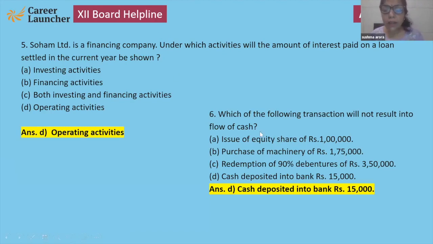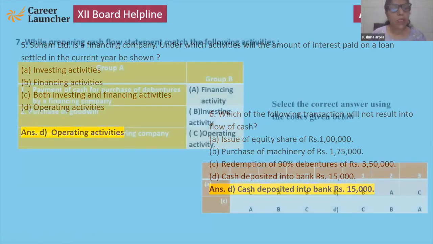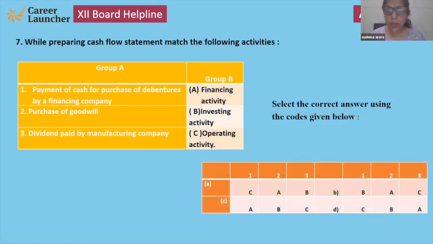Maybe that question will come in true and false. Issue of equity share, that will be inflow. Purchase of machinery, that is outflow. Redemption of debenture, outflow. Cash deposit into bank, no flow, because both are cash equivalent. Next. Yes, again a very good question.